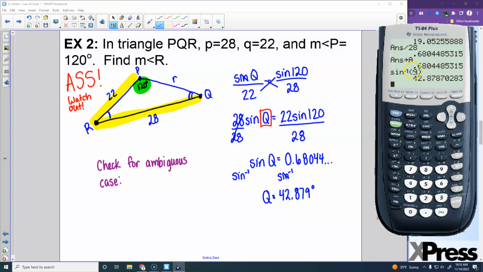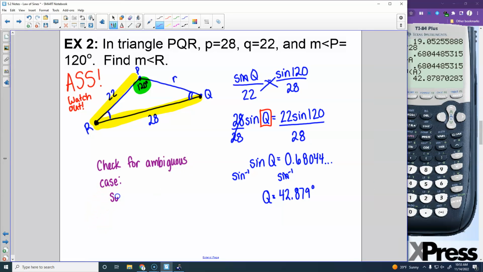So it's possible that there's actually another answer that would work here. So to check for ambiguous case, we're going to subtract the angle from 180 degrees and see if it would also work as angle Q.